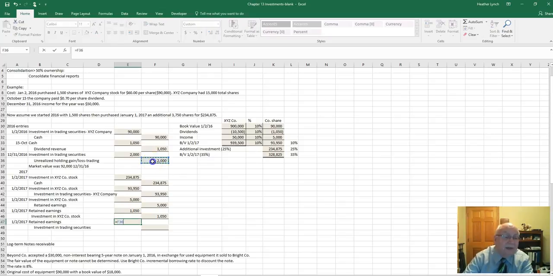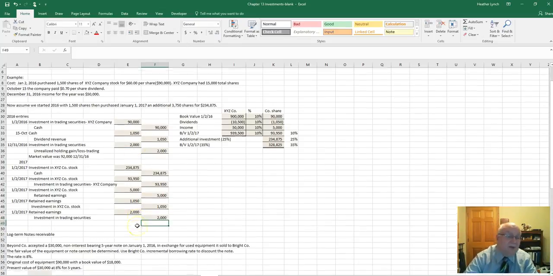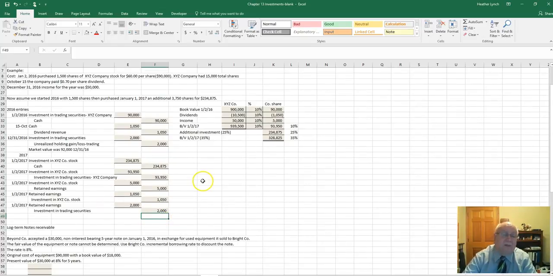And then what we need to do is reverse the account up above. This was into retained earnings, so we need to reverse that out of retained earnings, and we need to reduce the investment account for $2,000. That's how you would do this.